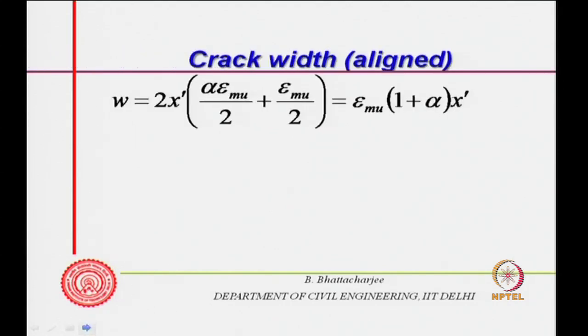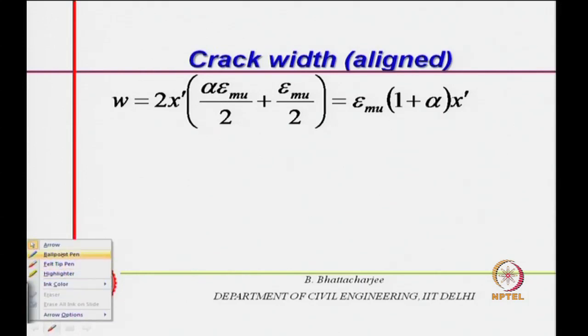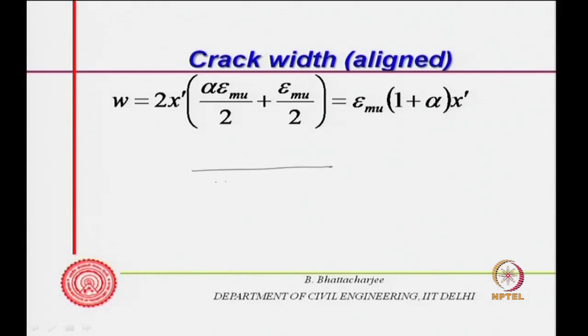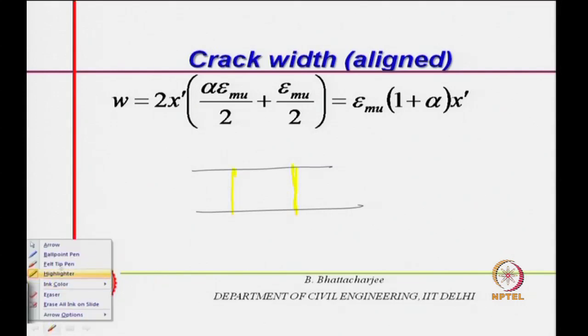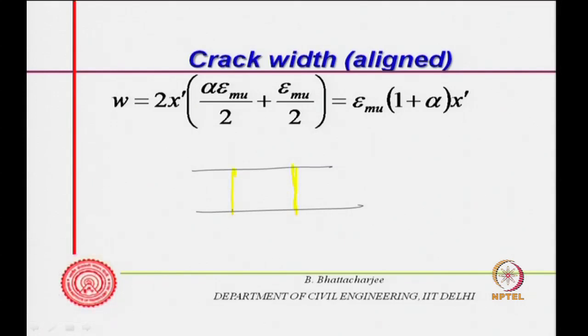Now, if you recall from the last discussion, we are talking about the crack width in case of aligned fiber. It was a continuous system, and then the cracks came in between, and we talked about the strain as well. The matrix should have now shortened a little bit.